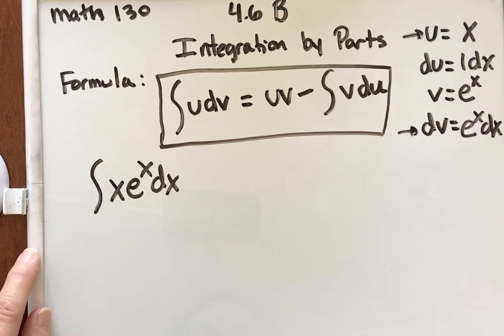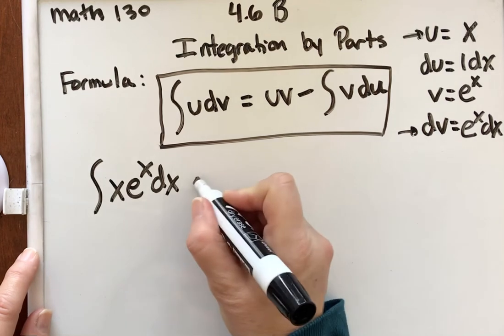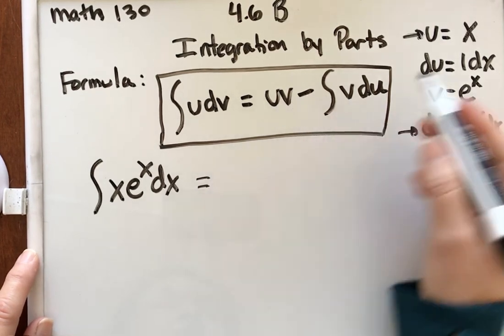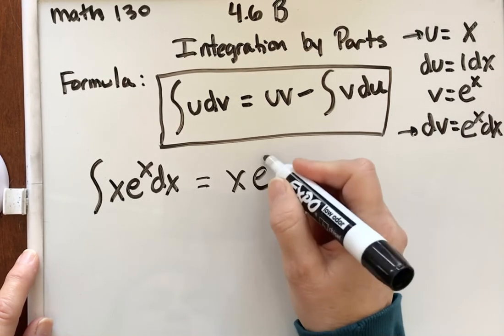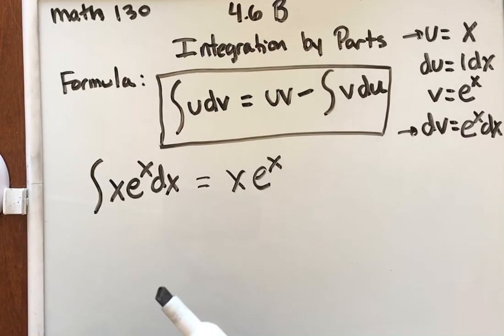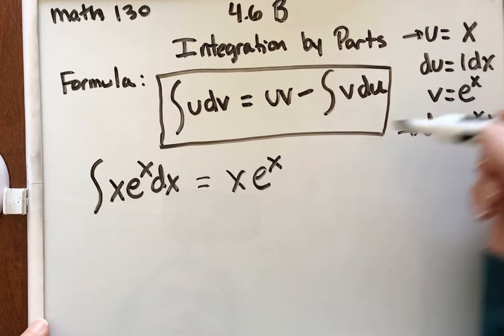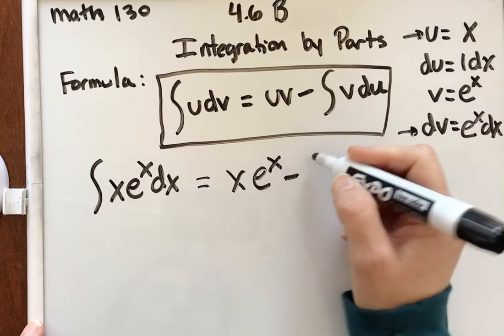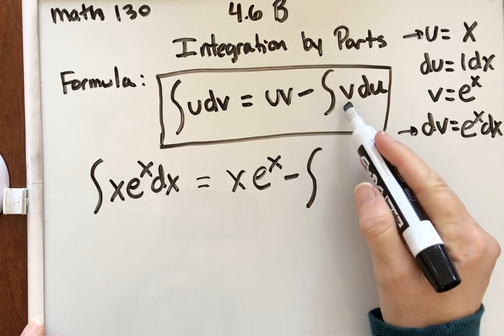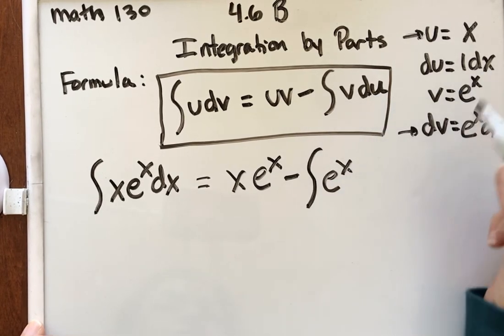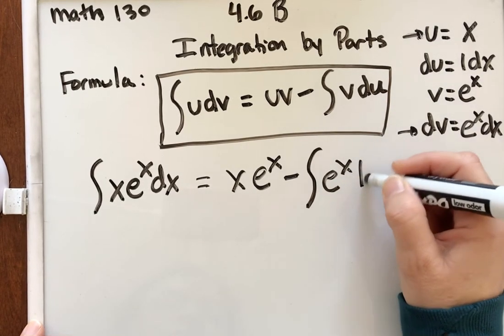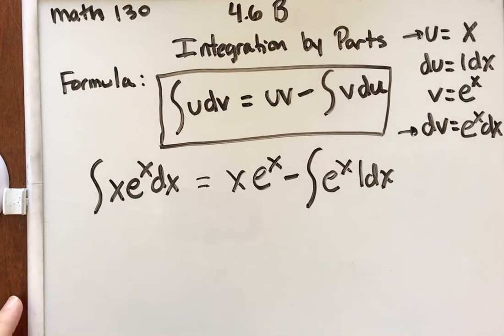Okay. So now we're going to apply our formula. We're going to say it equals u times v, where there's our u. There's our v. Now, it's just by coincidence it happens to be this. That is not the case all the time. We're just following the formula. Minus integration of v, v is e to the x, du, du is 1 times dx, which we could just write dx. That's fine.